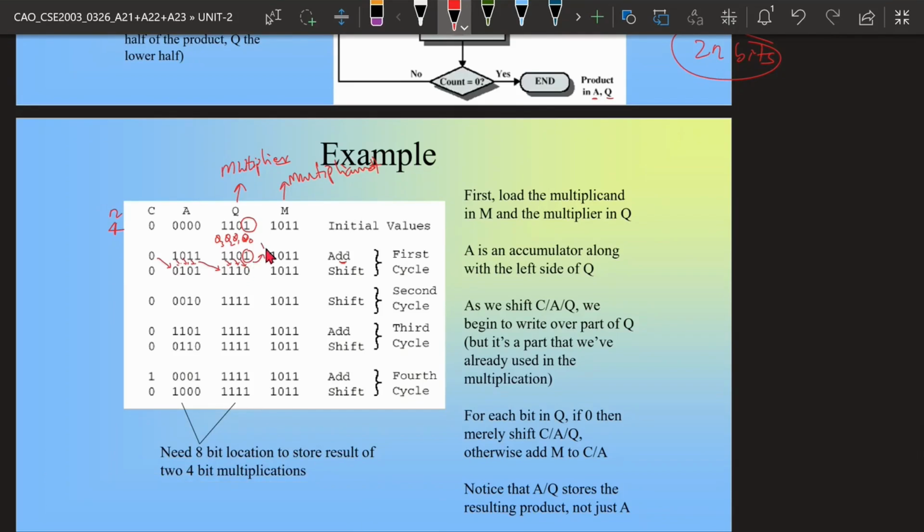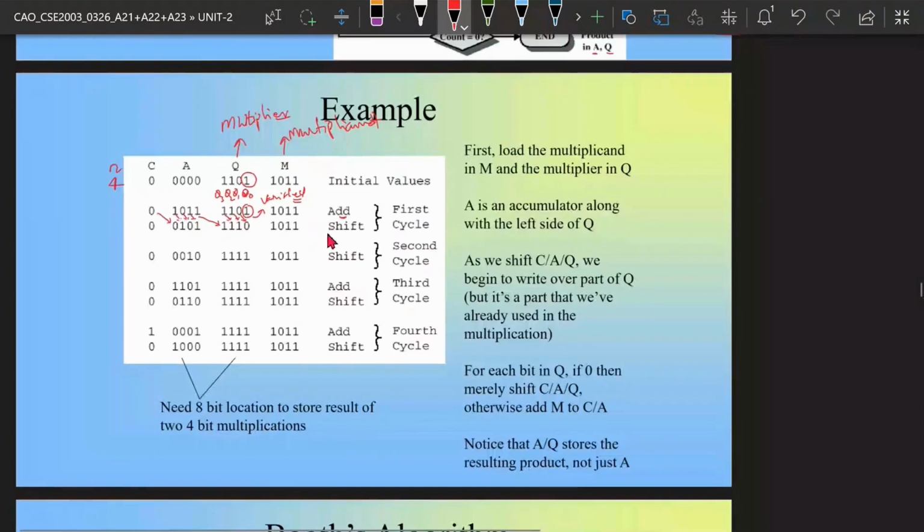And this one is basically vanished, or you can write flushed. It is kept outside. It is flushed because it is already used for multiplying. So after shifting, this is the value of QA, and the M value will be the same only. So this is the first cycle.